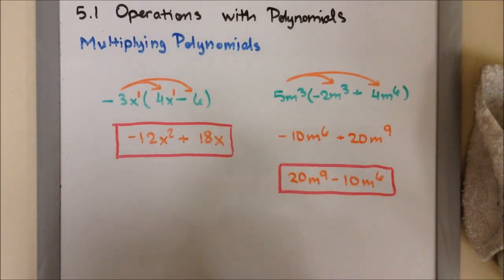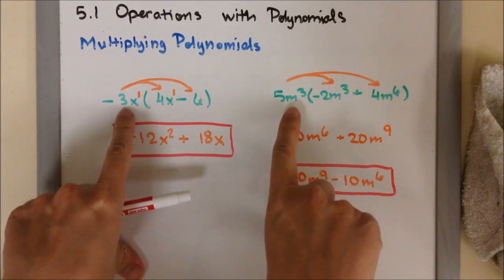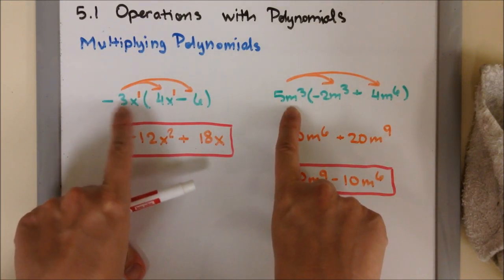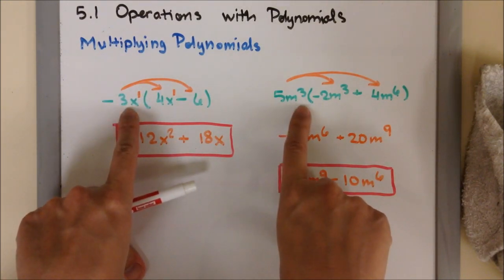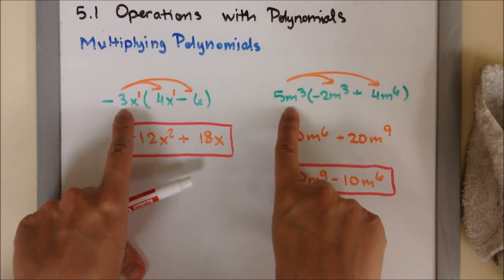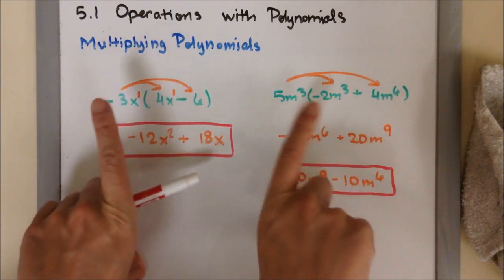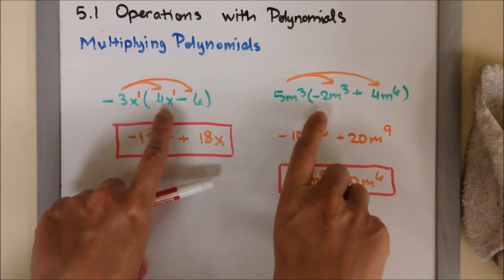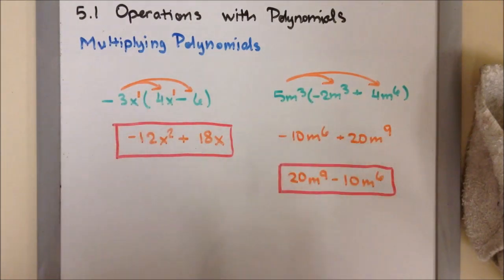To review, when you have a monomial term, negative 3x to the 1 power, 5m to the third power, then you're just simply going to multiply. And then make sure you follow the law of exponents, and in the same base, add the exponents together.